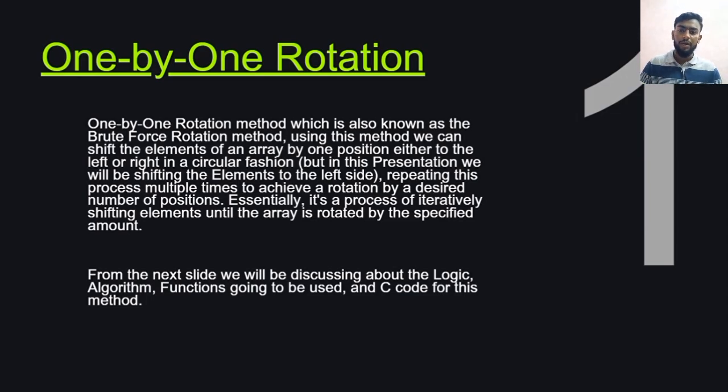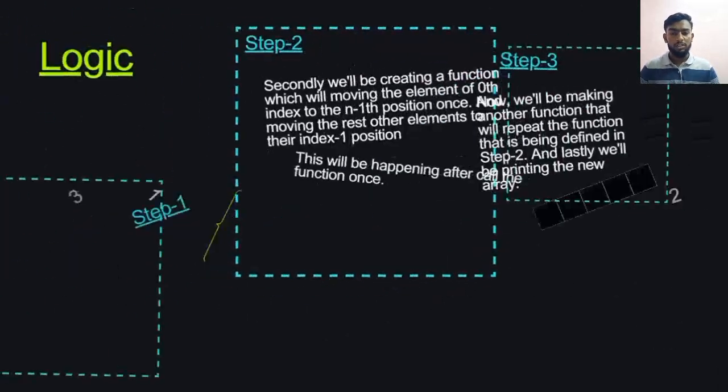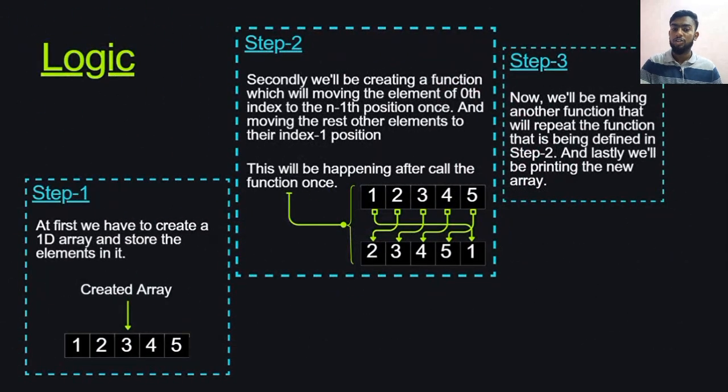I have also prepared a slide for the logic. Let's move on to the logic, and you can briefly understand the logic behind it. So in this logic part, basically there are 3 steps. First step is to create an array and store the elements in it. The second step is to create a single function, in which we will perform this shifting from the first element to the last. Only this I will be performing in a single function.